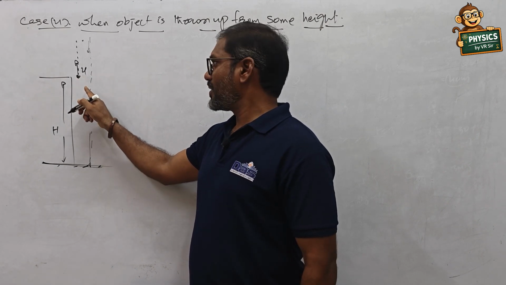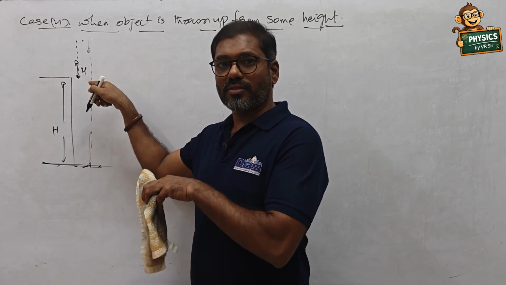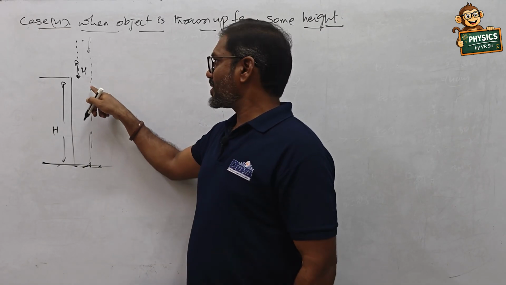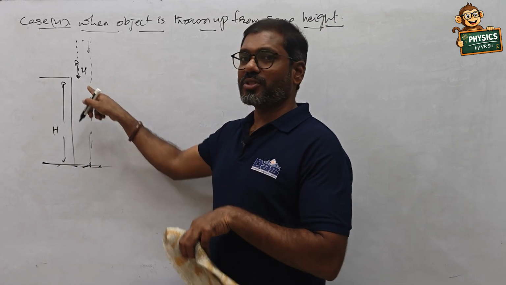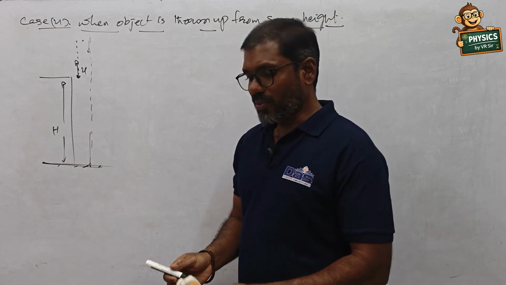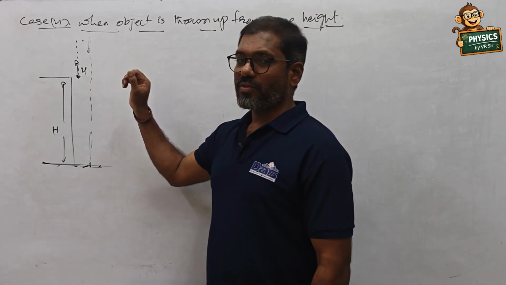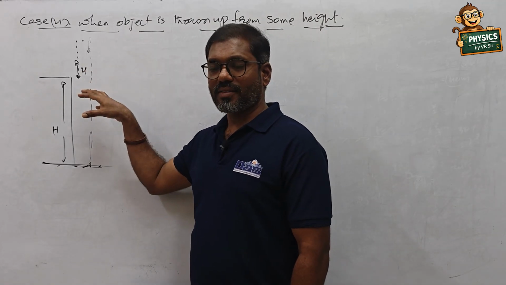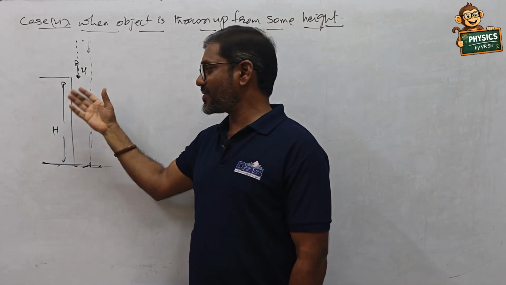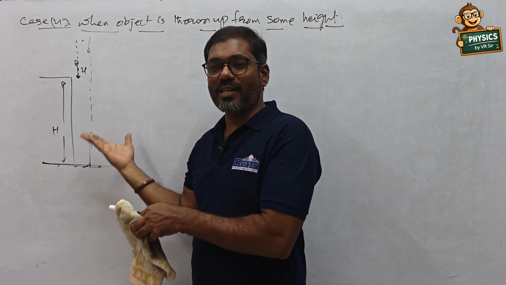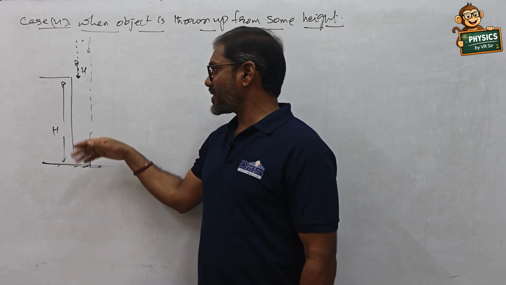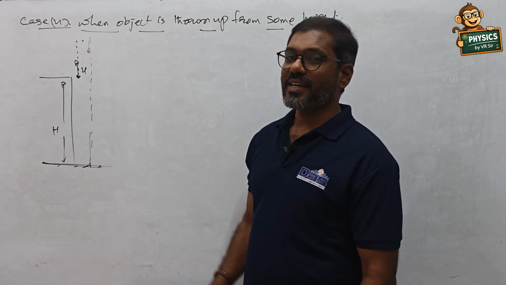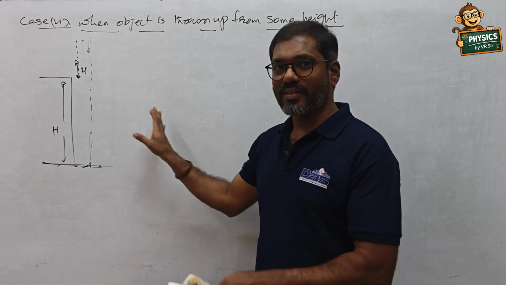What is meant by that? Whatever formula you use to find the displacement, you will get the displacement from the starting point of the object, not from the ground. So there is a possibility here: what is the displacement of the body, or what is the height at which it is from the ground at a particular time? In that case, we should not use the formula directly. Don't worry, we will see.